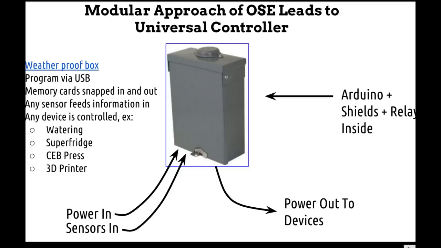We could generalize this and adapt it to different functions depending simply upon what computer code we upload to the board. So take a weatherproof box like this. We can 3D print that as well. Program it via USB. You can snap memory cards in and out if this is about data acquisition. And then any sensor feeds information into this system, and then any device can be connected, whether it's watering, the super refrigerator, a 3D printer, or a compressed earth block press.